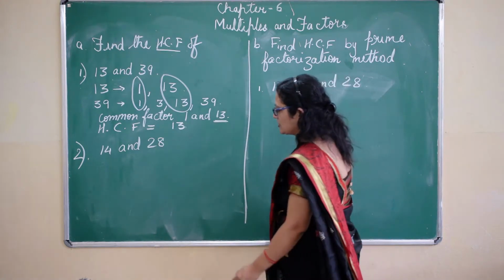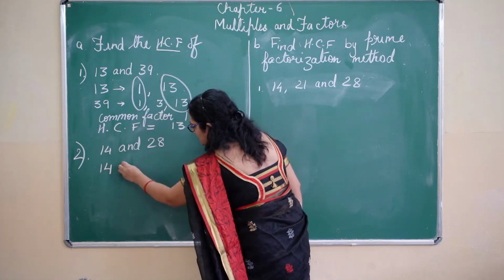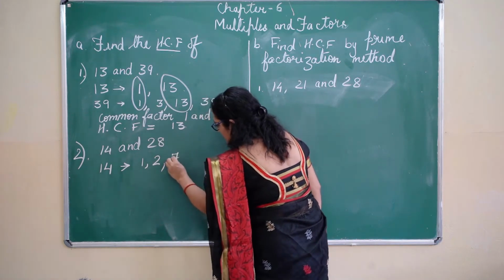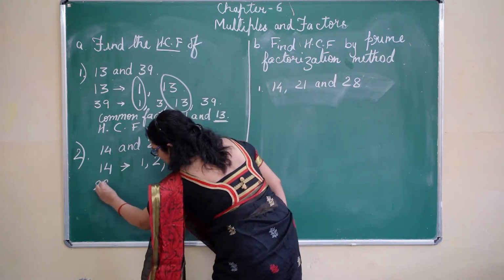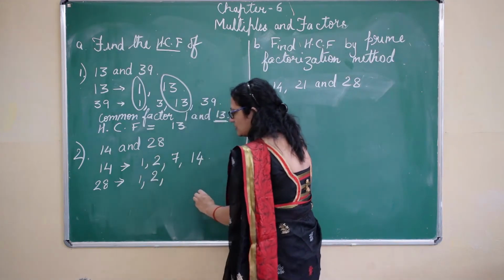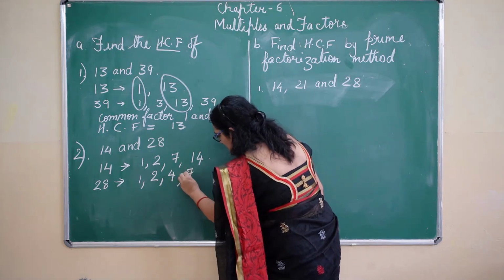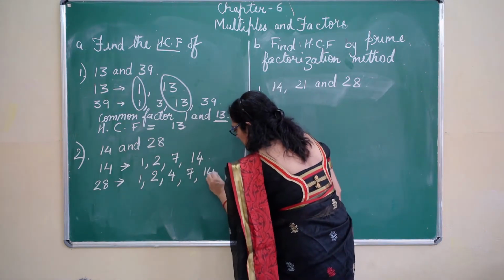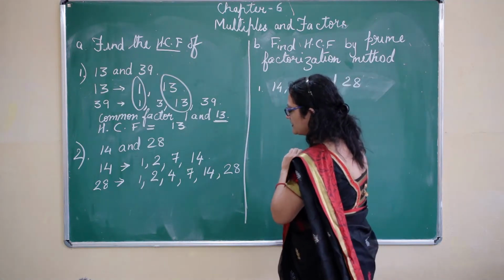Same way we will do the next question: 14 and 28. We will write the factors of 14, that is 1, 2 7s are 14, 7 2s are 14 and the number itself. Now for 28, it comes in the table of 1, it comes in the table of 2, in the table of 4 7s are 28, in the table of 7 4s are 28, it comes in the table of 14, and then 28 itself. Now we'll find the common factors.